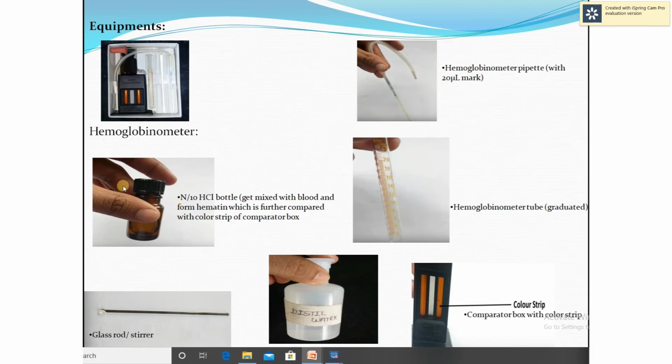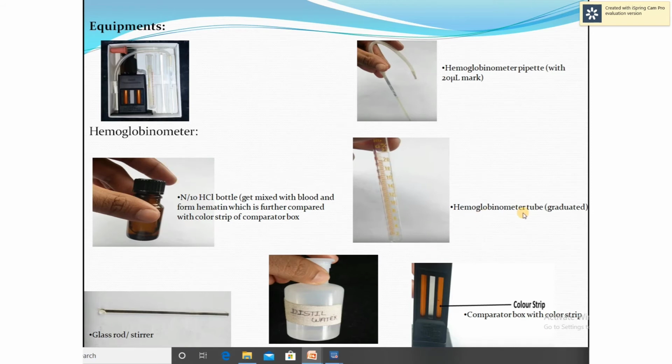This is a bottle in which N/10 HCl is filled. Why is N/10 HCl required? It gets mixed with blood and forms hematin, which is further compared with the color strip of the comparator box. This is the comparator box I was talking about. These are the color strips in the comparator box, which are compared with the hematin.